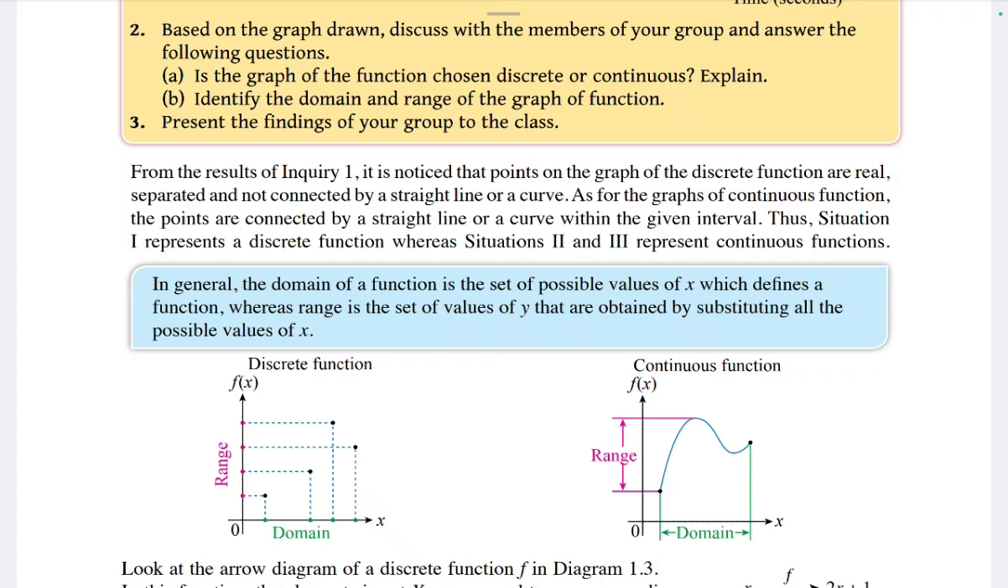Okay, good morning, children. Today we are going to study what is domain, codomain, and then the range. In general, the domain of a function is the set of possible values of x which defines a function, whereas range is the set of values of y that are obtained by substituting all the possible values of x.